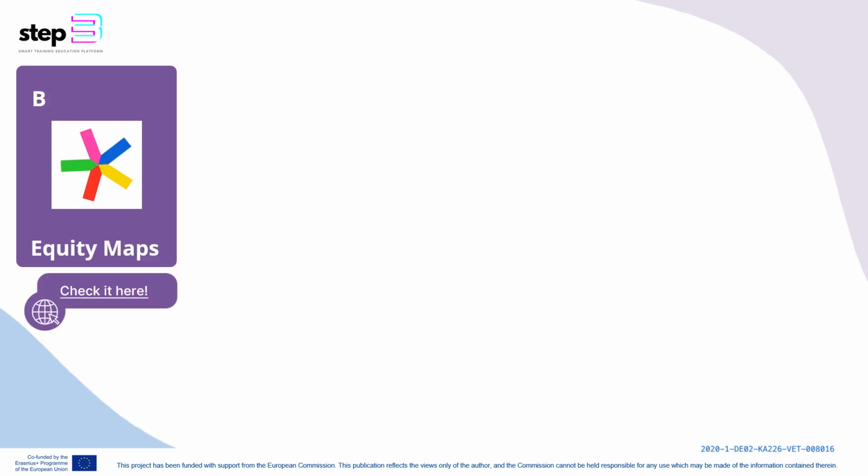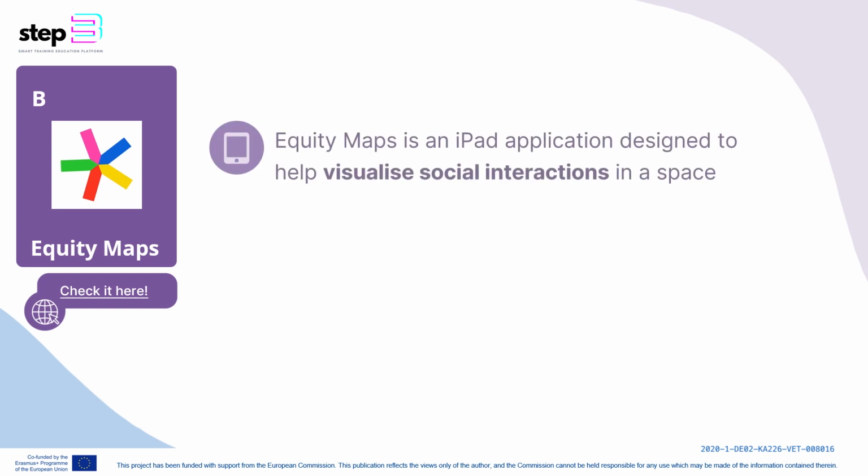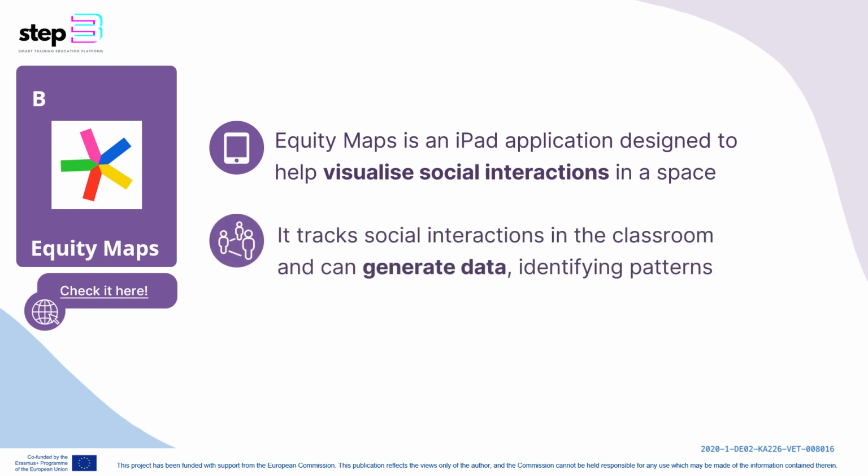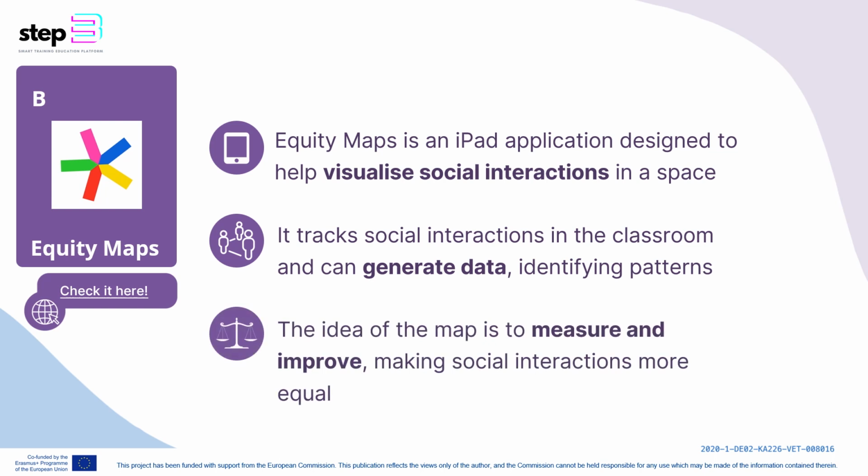The next tool we will talk about is Equity Maps. Equity Maps is an iPad application designed to help visualize social interactions in a space. It tracks social interactions in the classroom and can generate data identifying patterns, for example. If Michael, for example, speaks and then every time Deborah speaks after him, this is a pattern that the application would identify. The idea of the map is to measure and improve, making social interactions more equal. To access the official website of Equity Maps, click on the link here.